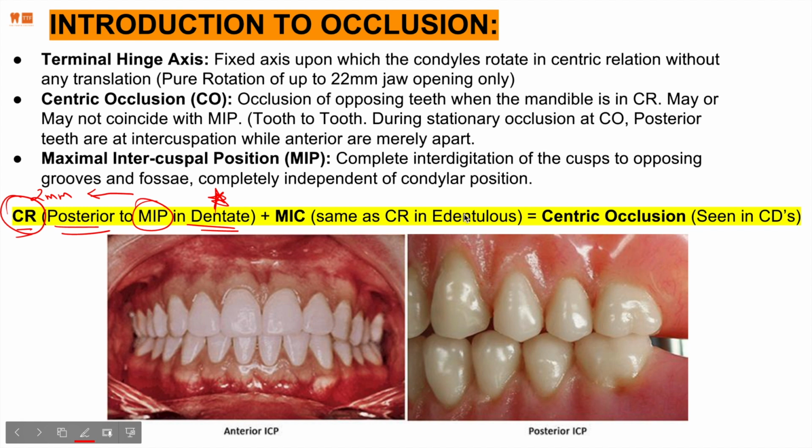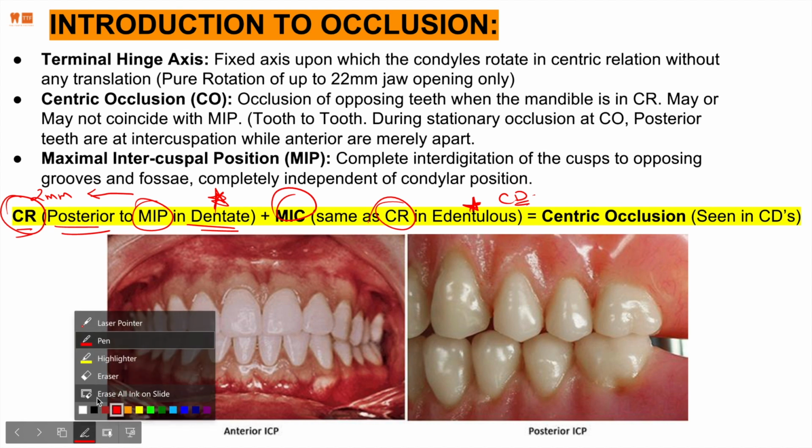But in patients who are edentulous, who have no teeth, and when we're making complete dentures, we have to be able to make maximum intercuspation the same as centric relation. This is because they have no proprioception. They don't know when their teeth are touching to the point where they can create a separate centric relation.